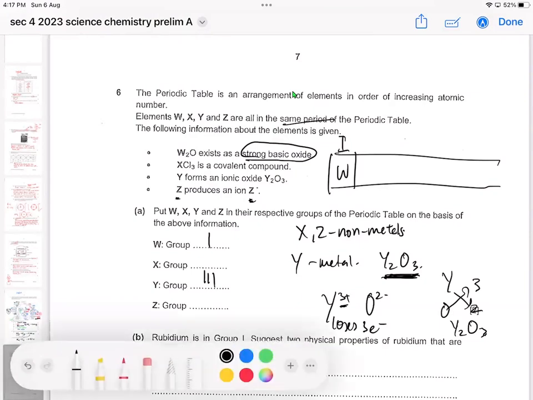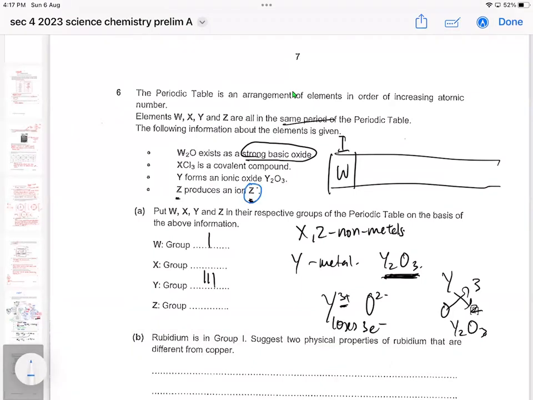Okay, let's look at the non-metals. It says it's Z minus. Z minus means it gains 1 electron. Gains 1 electron, that means it should be in group 7, right? 7 valence electrons, then gain 1. So Z should be something from group 7, because it gains 1 electron.